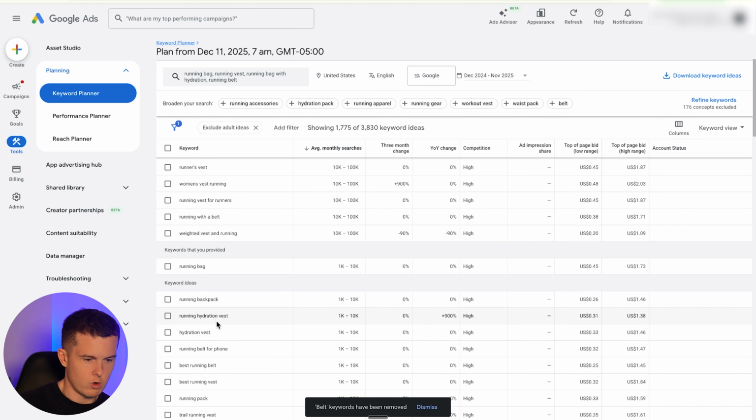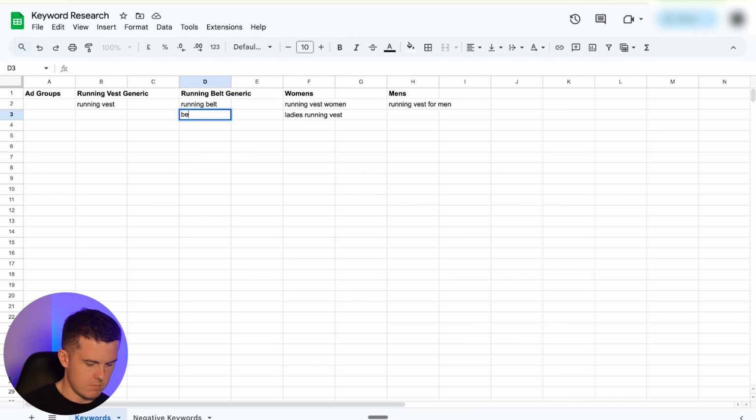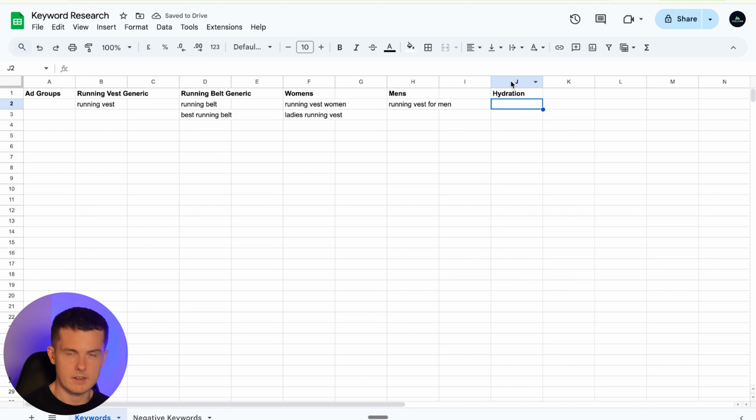And next up, I'm seeing running hydration vest, running belt for phone, best running belt. So I'd say maybe best running belt, and I quite like hydration because let's say we have different pockets in our bag to carry water bottles or to carry a camel pack, then this would be a really good ad group to target. So running vests for hydration would be a term we'd have in here. So this would be 1, 2, 3, 4, 5 ad groups we're now targeting, but they're all quite distinct.